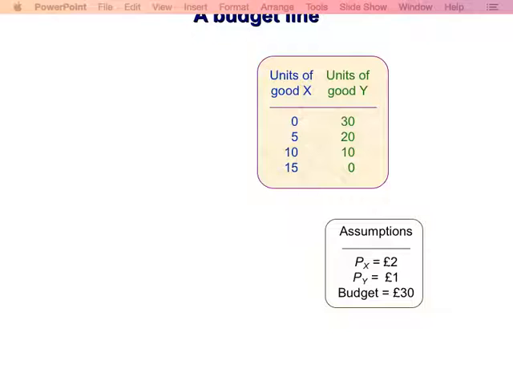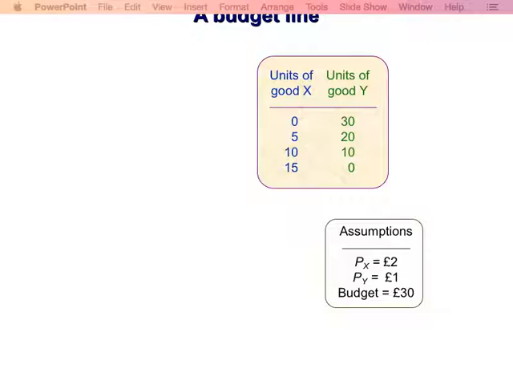Now go back to the first table. The first row shows you a combination of X and Y, where with our budget of £30, we can buy 30 units of good Y, but no good X. We can buy 30 units of good Y because good Y is £1 each. So if you divide 30 by £1, that gives you the number of goods that you can buy. So in this case, if you spend all your cash on buying good Y, you will have 30 Y but no X. Now look down further to the last row now.